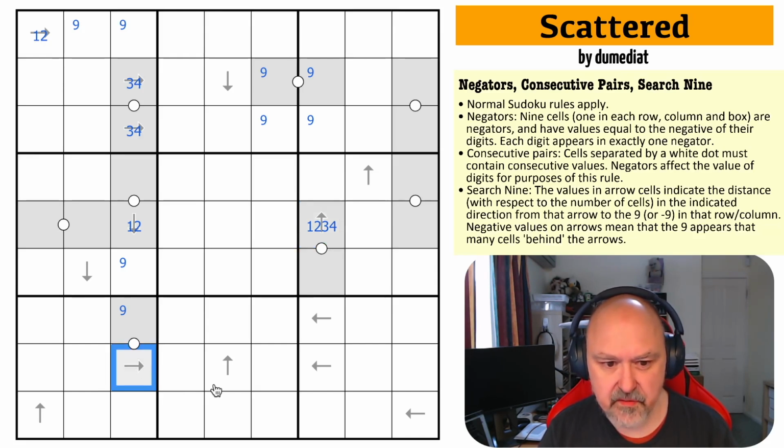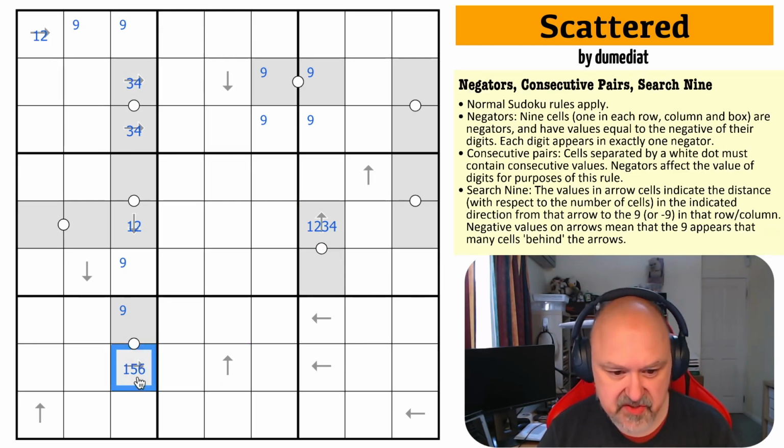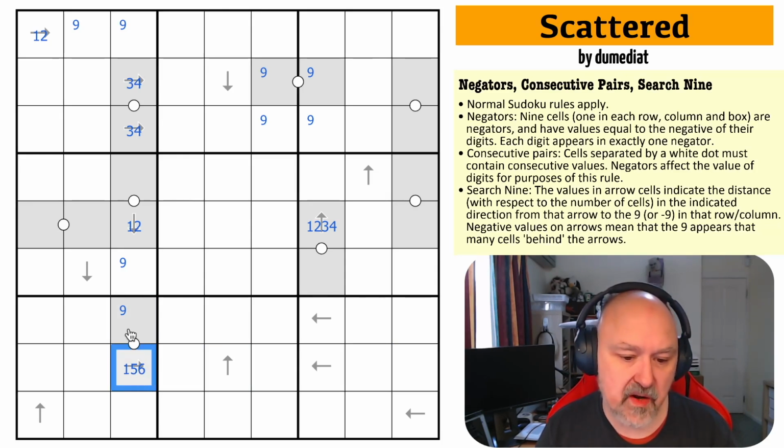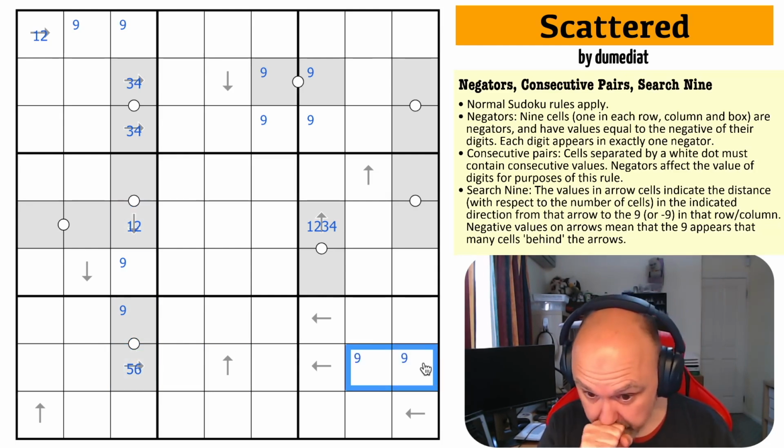This is a positive value. So it's 1, 2, 5, or 6 because it can't be 3 or 4. So the 9 is there or there. But I can't put it there, so it's not a 2. If this is a 1, this is a 2. And this can't be a 1. If this was a 1, this would be a 2, and that would break that cell. So this is a 5 or a 6, which puts 9 in one of those two.